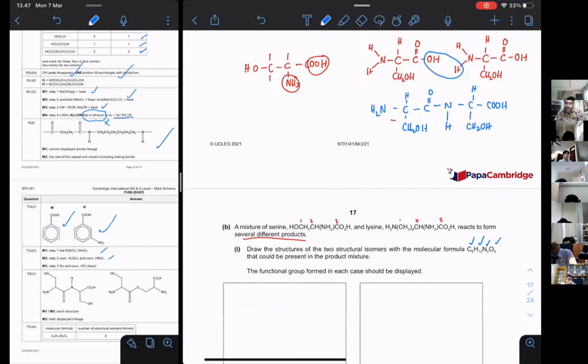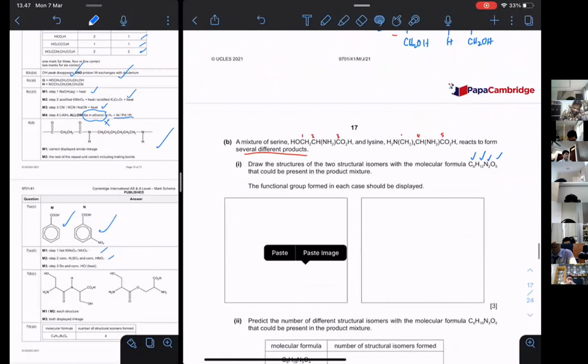Okay, this is one of the structures. So I will just bring this, copy and paste. They want 2 structural isomers with the molecular formula. So this one, I need to change the structure.